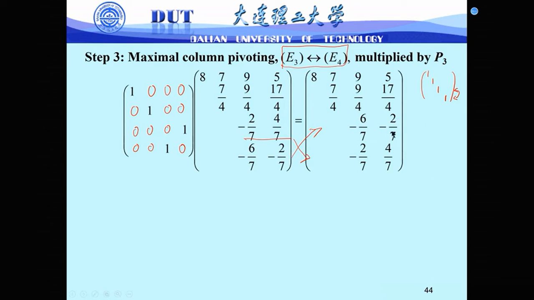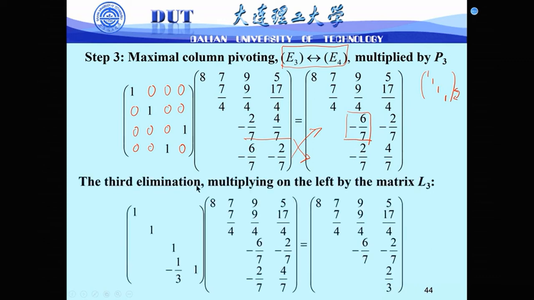Now we obtain the new pivot. The new pivot is minus 6 over 7. Of course, I need to remind you, when choosing the new pivot, we use the absolute value only to select which one has the largest absolute value. But we don't change the sign. We just interchange the position, not change the sign.